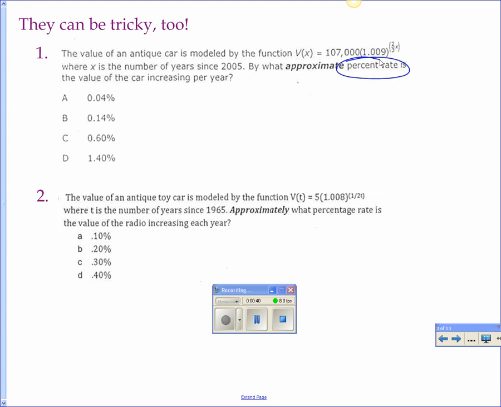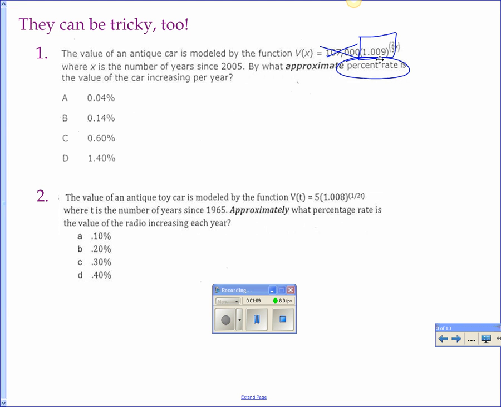So based off of this function rule, which part gives me the percent? Very good. What's in parentheses? So mark out the 107,000. We don't need that. What is the 107,000? The starting value, okay? The y-intercept. So in your calculator, you're actually going to have to put in something extra today because they've put in an extra number. We've never seen that before. That's new, where there's an extra number.